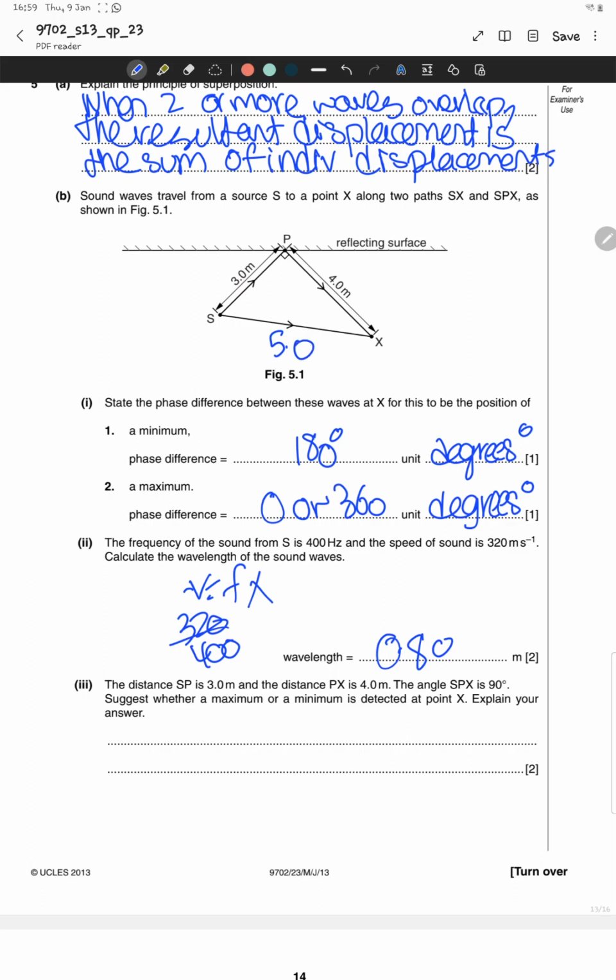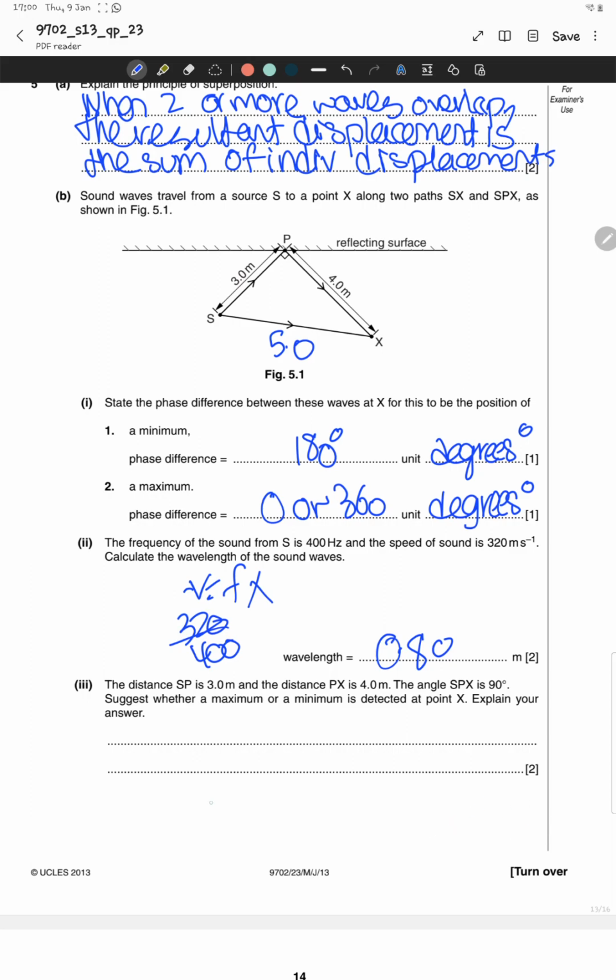So this is 5, and to determine whether something is a maximum or a minimum, you use path difference, right? If the path difference is n lambda, then it's a maximum. If it's n plus half lambda, then if it's 1 lambda, 2 lambda, 3 lambda, it's a max, and if it's 2.5 lambda or 1.5 lambda, then it's destructive interference and you'll get a minimum.